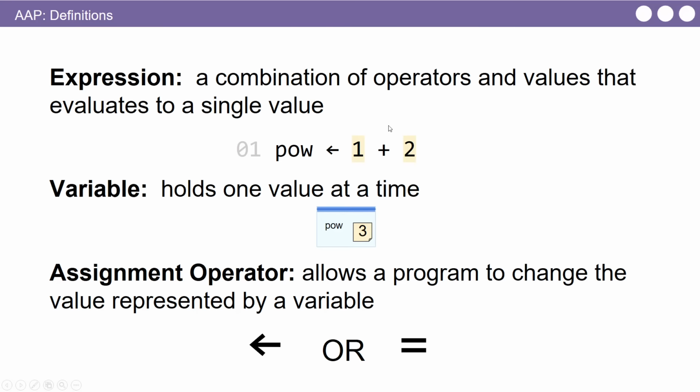This gets done first. So all the stuff over here gets done first. It adds up 1 and 2, we get 3. So we then save 3 into this variable called pow. Okay, so that's just the general way it works, all right? This gets solved first, then we save it into there.